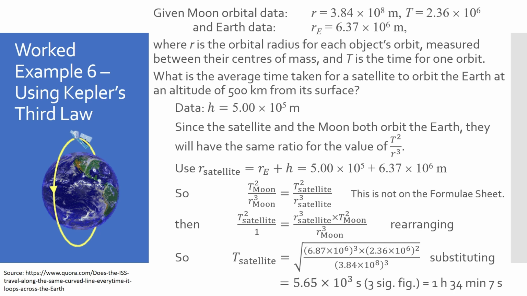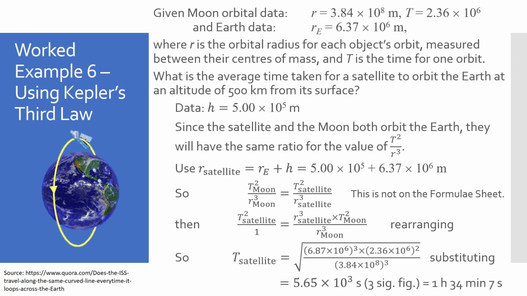So the first step is always data. There's a trick in this question. Altitude, let's call it h, equals 5 times 10 to the 5 meters, remember, SI units. And since the satellite and the Moon both orbit the Earth, we treat it as the Earth system. They both have the same ratio value for T squared on r cubed. So the orbital radius of the satellite, that's the radius of the Earth plus its altitude, we can see the calculation begun there, and that will end up equaling, once we add those two together, 6.87 times 10 to the 6 meters.